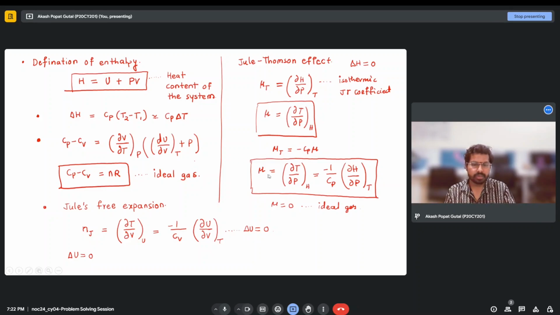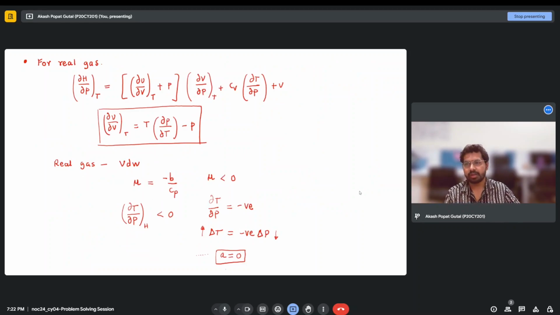And mu is actually del T by del P at constant enthalpy, which is equal to minus 1 by Cp times del H by del P at constant temperature. And mu is equal to 0 for an ideal gas, because del T by del P in a constant enthalpy process should be 0 in the case of an ideal gas.